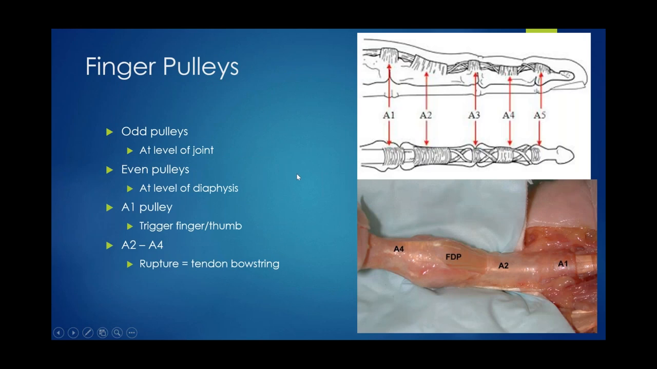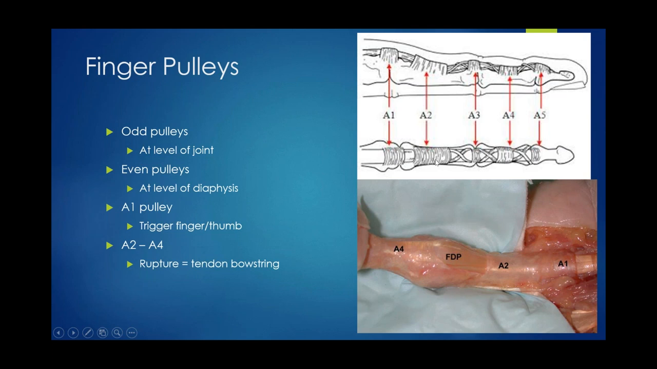Moving down to the fingers, the flexor tendons, the FDS and FDP, are held in place or adjacent to the underlying bone through retinacular structures. These are depicted here in this diagram. The odd ones overlie the joints, the even ones overlie the middle aspect of the proximal and mid phalanx, respectively. The most commonly involved ones clinically would be the A1 pulley, which would be responsible for trigger finger or thumb.